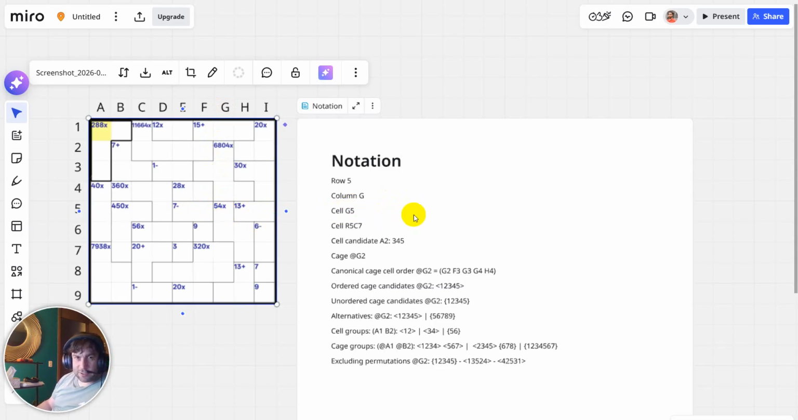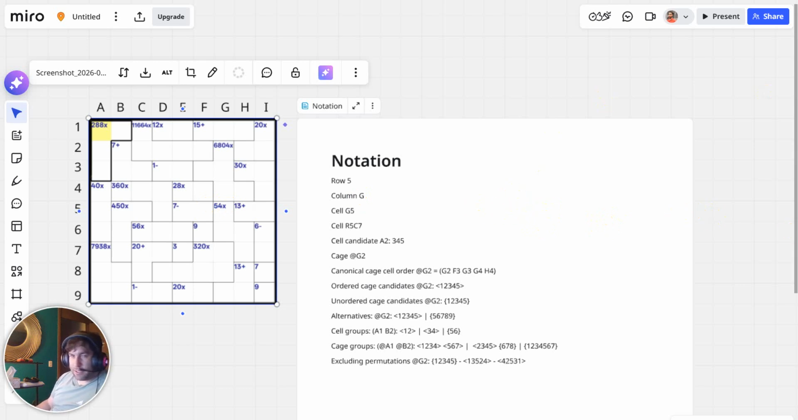Some resources use a different, spreadsheet style notation. For example, the same cell would be R5C7, meaning fifth row and seventh column, but it's the same cell. In this blog, we will always use letter-number notation.